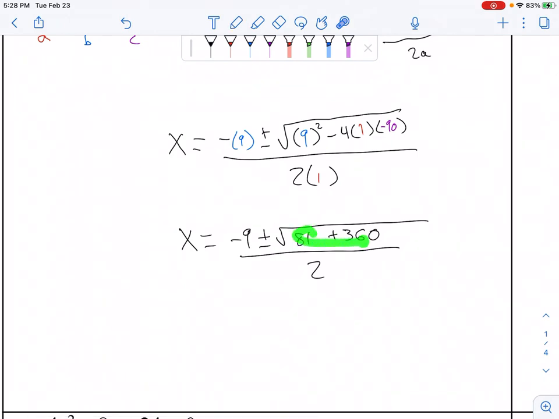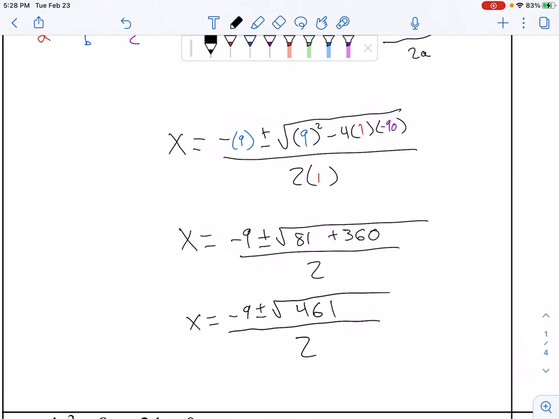Okay, my next step, I'm going to add these together. Nothing else changes. So x equals negative 9 plus or minus the square root. I now have 441. When I do 81 plus 360, I should get 441, and that's still all over 2. And now my next step is to look to see, can 441 be broken down? It cannot. And I don't think we're going to break these down too much. The ones that you get shouldn't break down, or we're going to have a perfect square. There's no perfect square here.